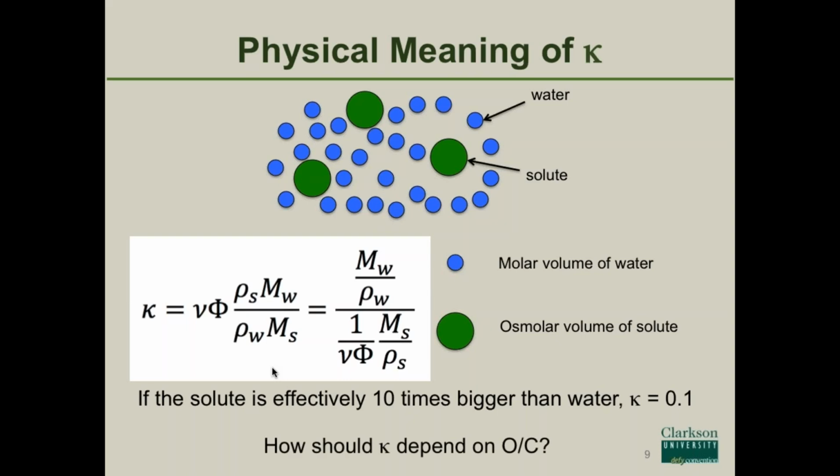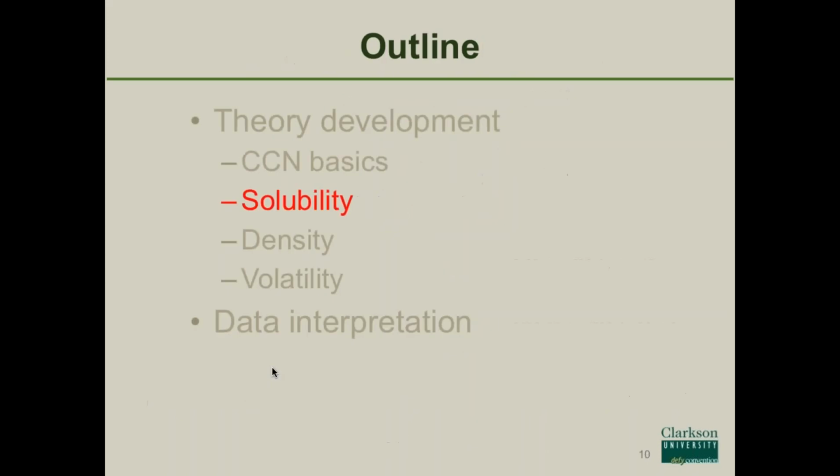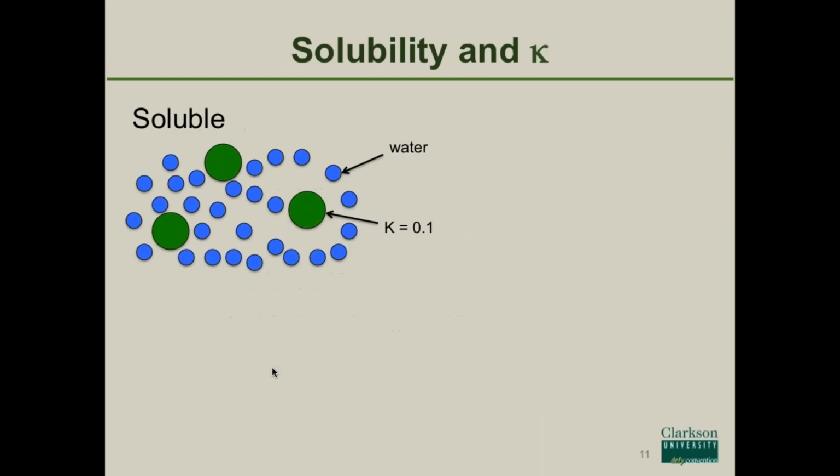So that's the fundamental, intuitive way to interpret this. And then, how can kappa possibly impact this? That brings us to the next important topic about CCN, which is solubility. This picture implies that the solid is perfectly dissolved into this water. And let's say this compound has intrinsic kappa 0.1, so it's about 10 times bigger than water.